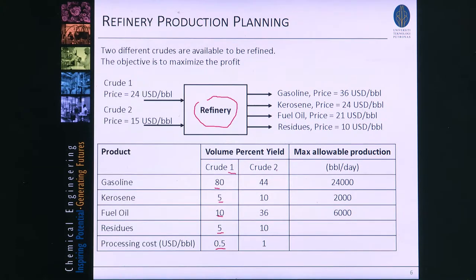As you can see, crude two is slightly heavier than crude one. It has about half of the gasoline produced, but more kerosene, much more fuel oil, and also double the amount of residues. Since they are heavier, we can expect a more expensive processing cost. And then due to the unit constraints, we can only produce a maximum of 24,000 barrels per day of gasoline, 2,000 barrels per day of kerosene, and 6,000 barrels per day of fuel oil. We're going to formulate these problems later on, and then we'll see that this is indeed a linear programming problem.